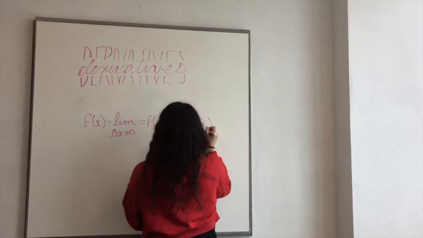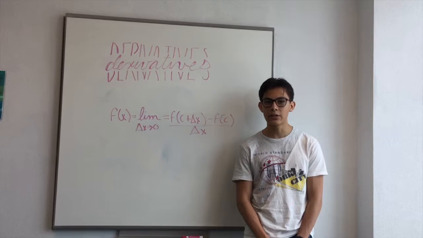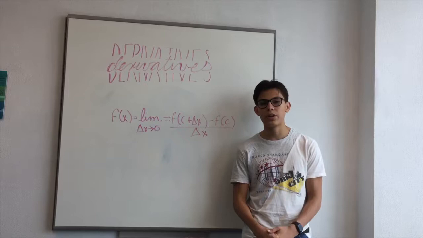Derivatives are often credited to Isaac Newton and Gottfried Leibniz, since they developed the fundamental theorem of calculus in the 17th century. However, Newton's work would not have been possible without the help of Isaac Barrow, who began researching and developing the derivative in the 16th century.